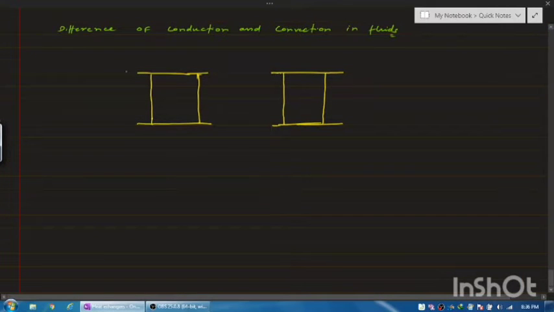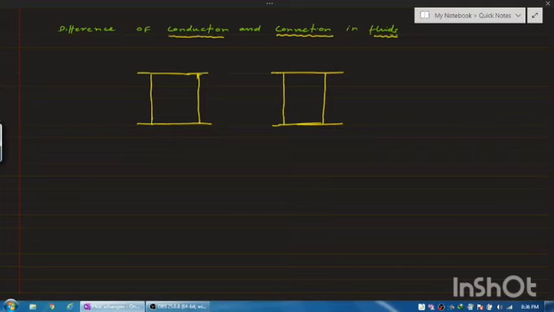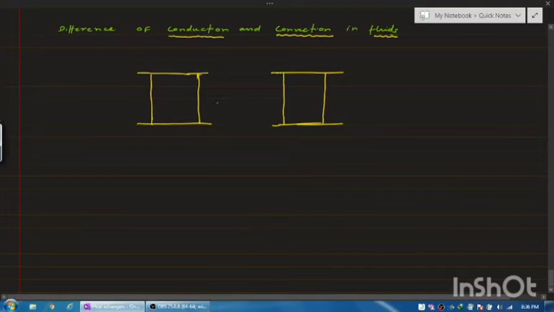So here we are going to discuss the difference of conduction and convection in fluids. In fluids, how we will differentiate conduction and convection. For that, we are considering two similar containers here, which are containing a fluid. Suppose that is air in both the containers.